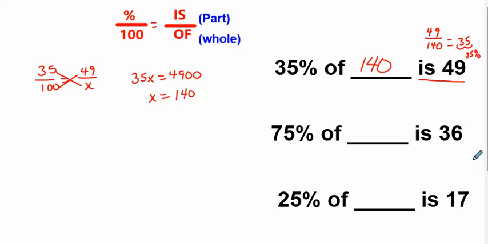Okay, how about I do one more with you? 75% of something is 36. Percent over 100 equals is over of. Is 36.